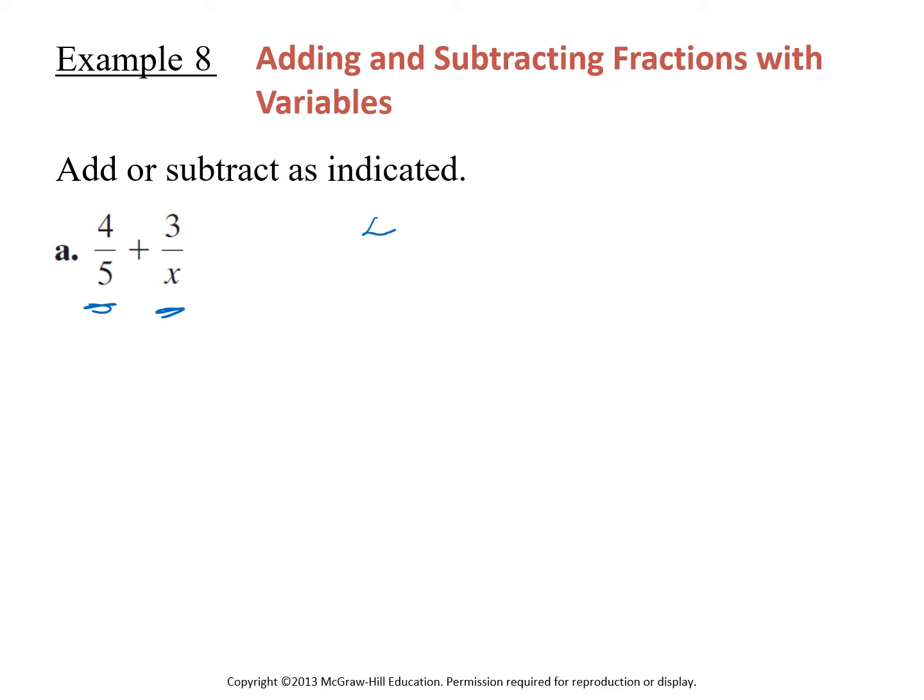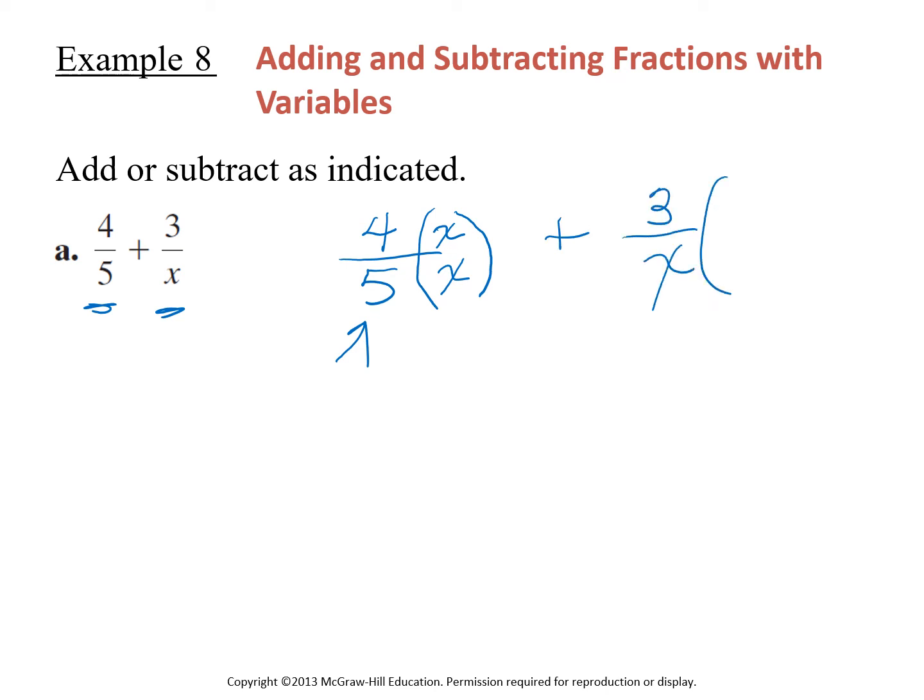Remember that you can only multiply onto a fraction. You can't get rid of anything you've already got. So I'm going to multiply my first fraction by x over x, and then I'm going to multiply my second fraction by 5 over 5. And by doing this, do you see that my denominators match? And that is my goal.